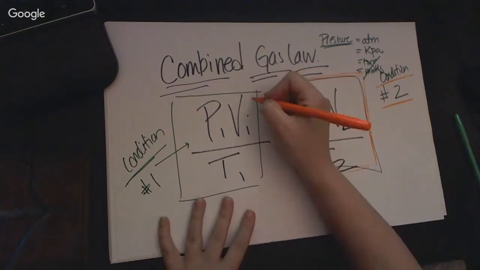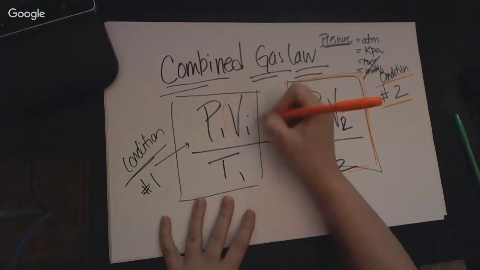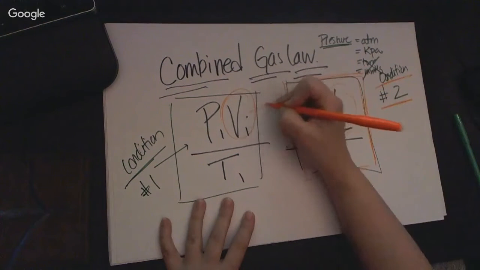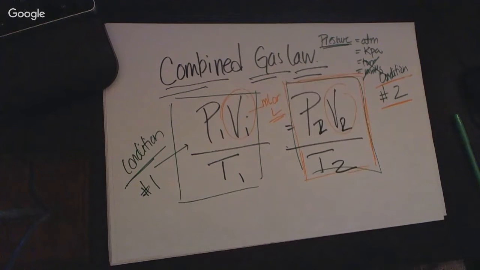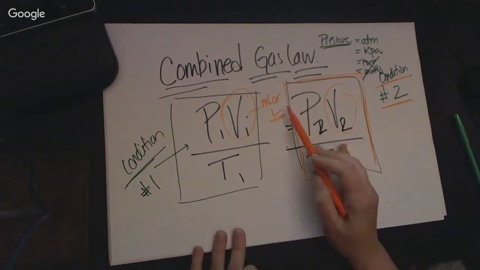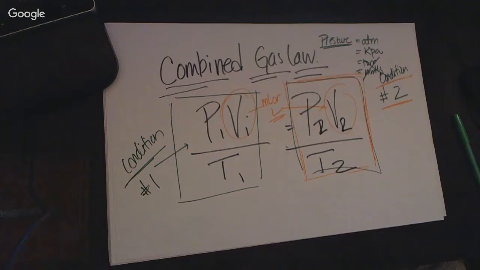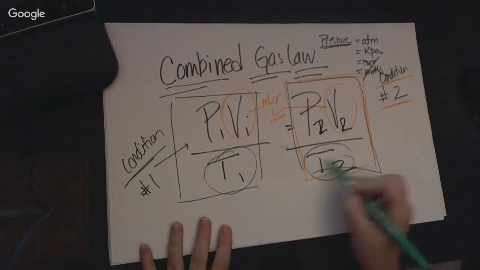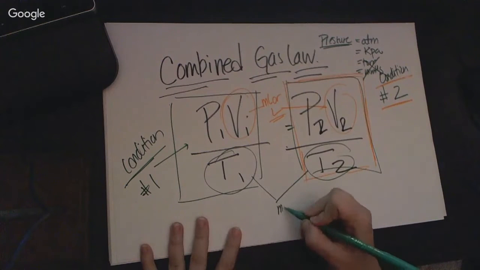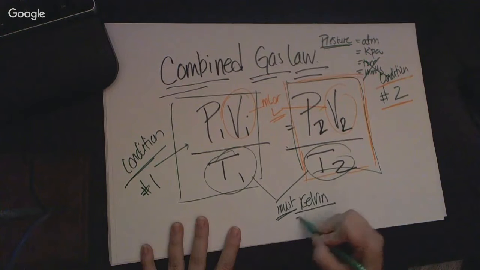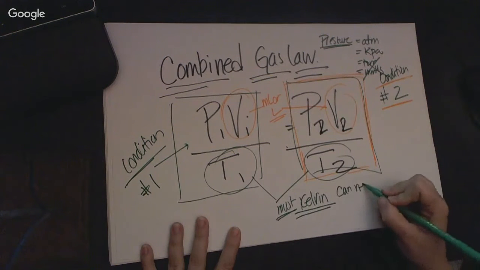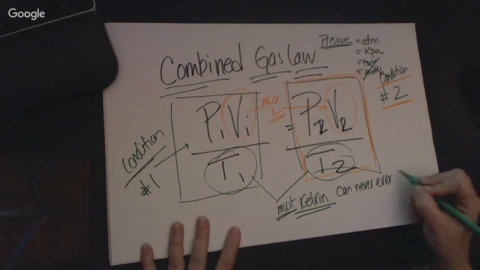Okay, so when we talk volume, volume can either be in milliliters or liters, it doesn't matter, but they do need to be consistent across the board. The one thing you do need to remember about temperature is that temperature must be in Kelvin.